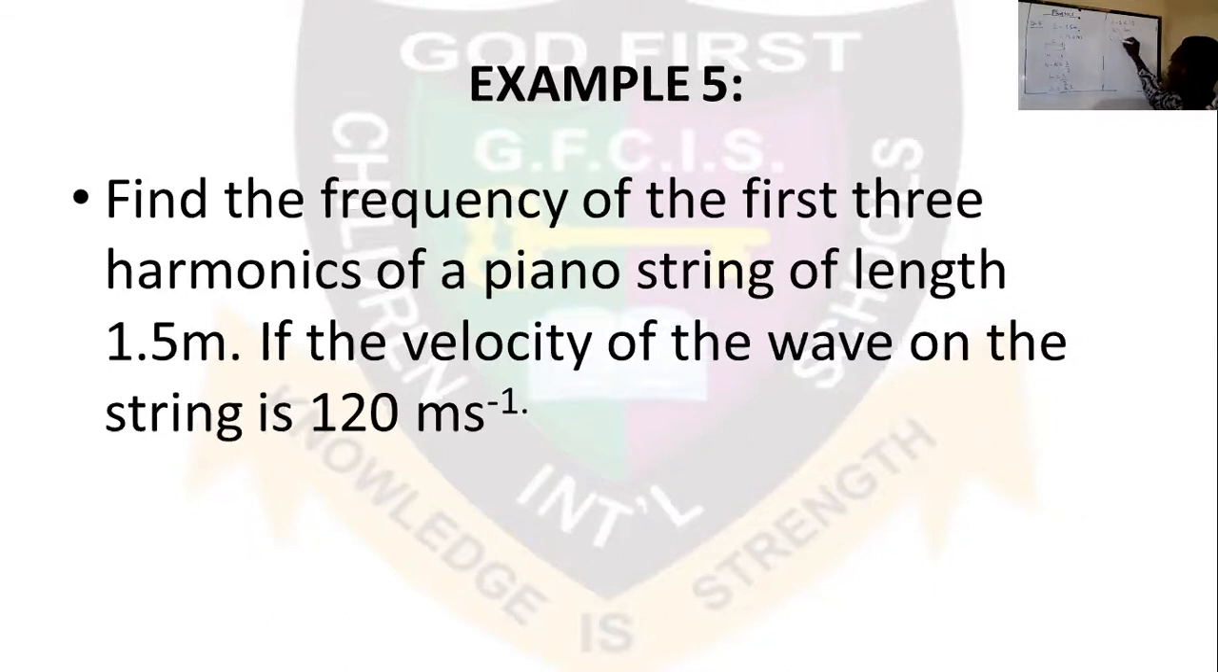So V is equal to F lambda, F is equal to V over lambda, F is equal to, what is your V? 120 over 3. And the F you are looking for is what? Fundamental frequency. So that's F subscript naught. And that gives us what?